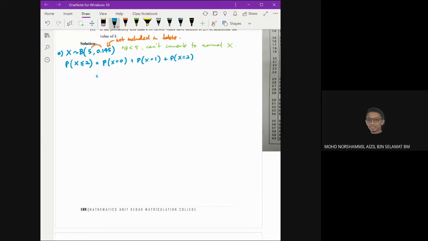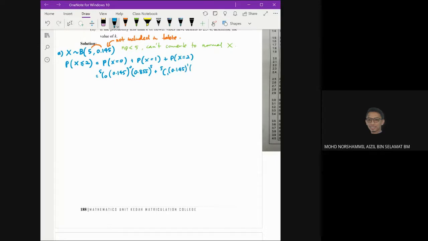Okay, so what should we do? 5C0 formula lah. 0.145 power of 0. Lupa dah saya formula ni. Q is what? 0.855 kan? Is it okay? Boleh tak? Diam abang. Boleh kan? Boleh, sir. Kita go formula.